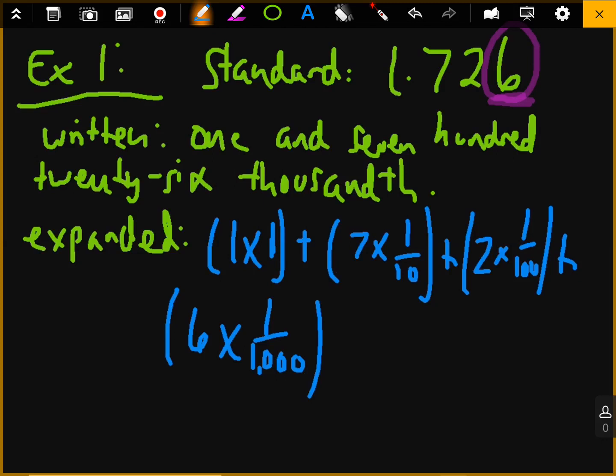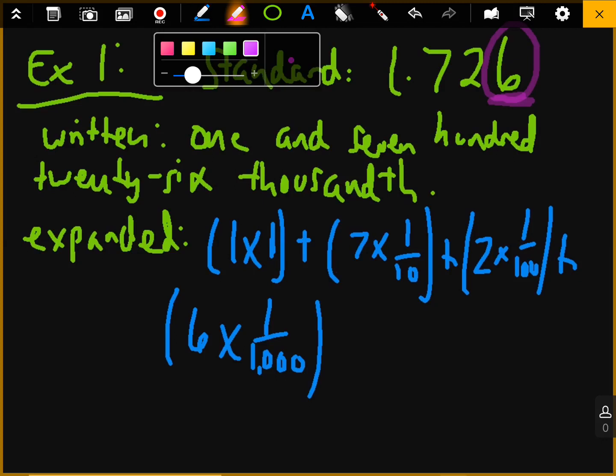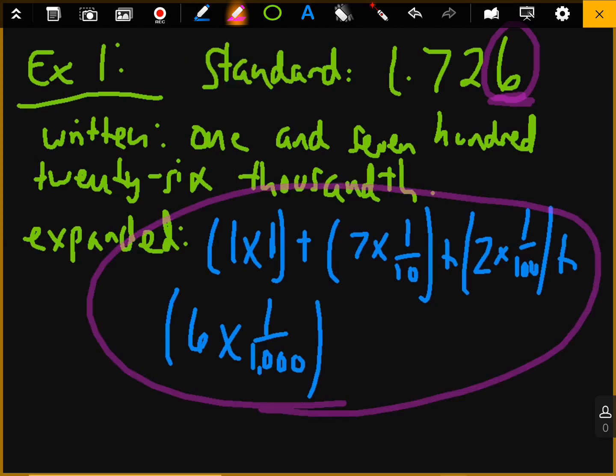All I care about is that you know about this expanded form, because that's what you're going to be seeing in your benchmark. Okay, so that's the most important thing. You need to know that with the decimals, tenths, hundredths, thousandths. Okay? Let's do the second example.